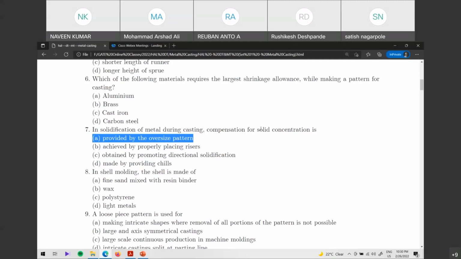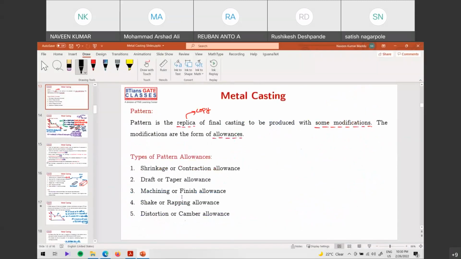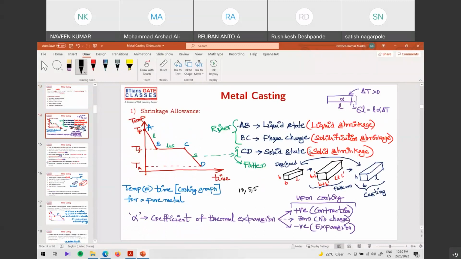Whenever you see solid shrinkage, that is what is important. What you have to remember is this: solid shrinkage is handled by the pattern. Phase change, solidification shrinkage and liquid shrinkage, these two are handled by the riser. Pattern, riser. That's it. Clear?